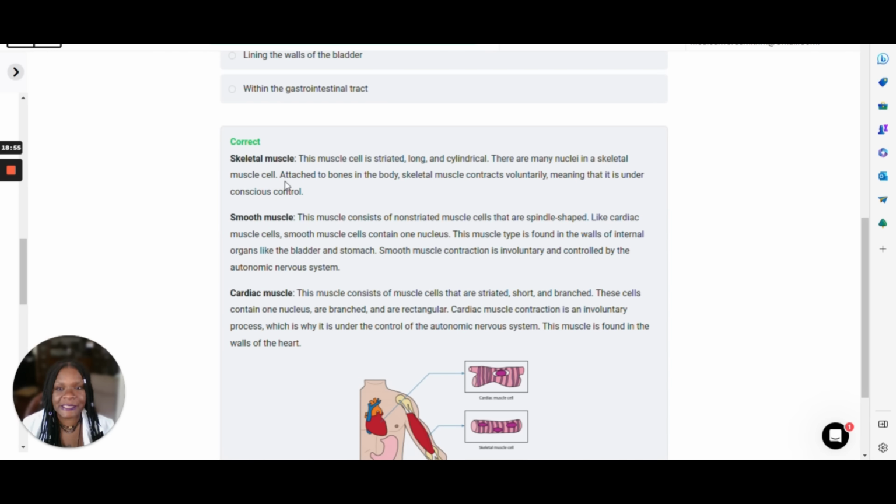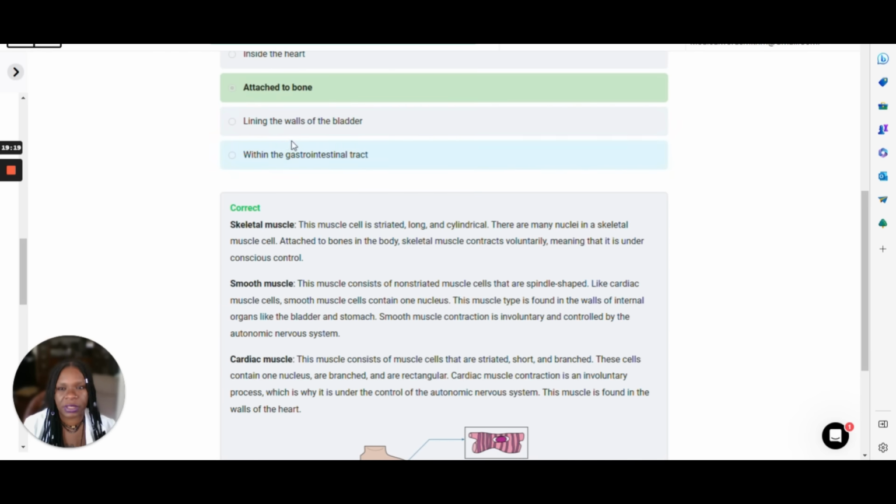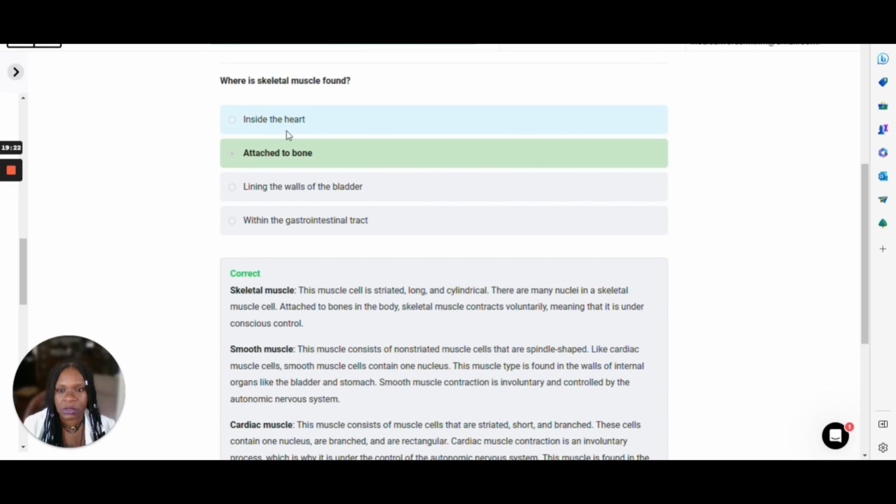Skeletal muscle is the long, striated, cylindrical type of muscle fibers. There are many nuclei in skeletal muscle cells, and they're attached to the bones in the body. Skeletal muscle contracts voluntarily, meaning you have to make it move. Keep that in mind. You have to make skeletal muscle move, and that is under conscious control. Whereas for the other muscles this question is referring to, you've got cardiac muscle right here, and you have the smooth muscle right here.